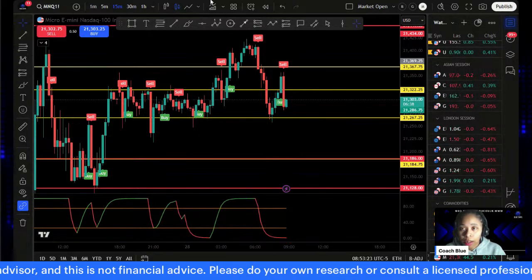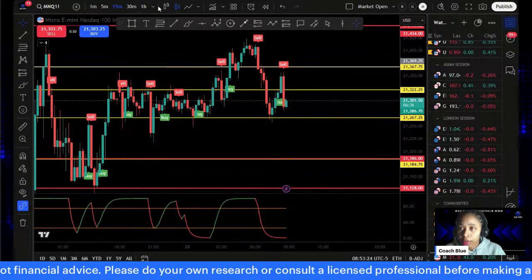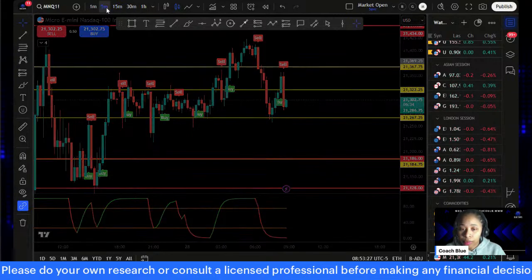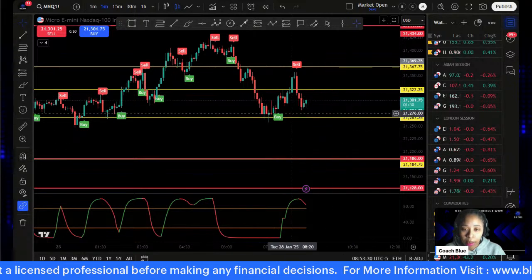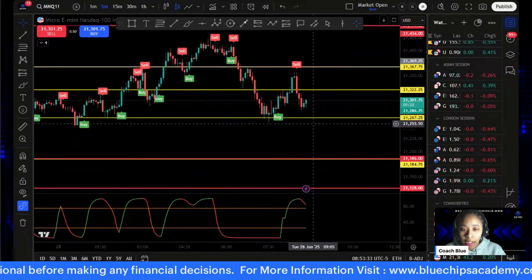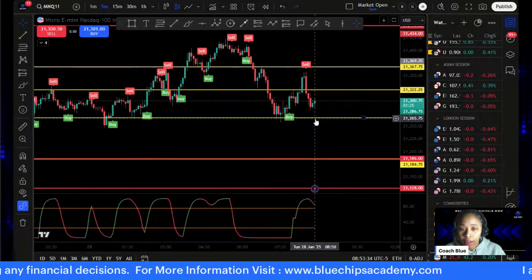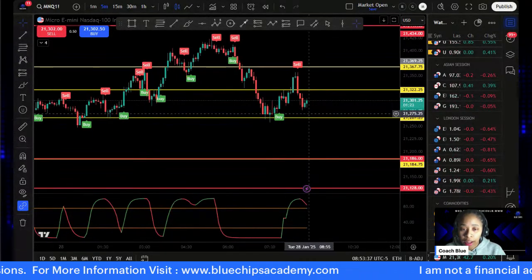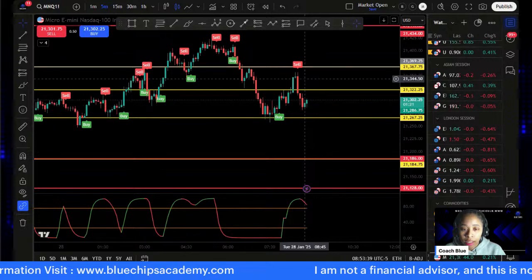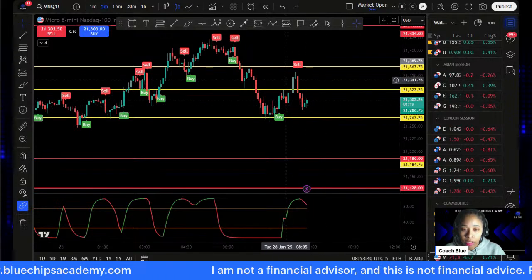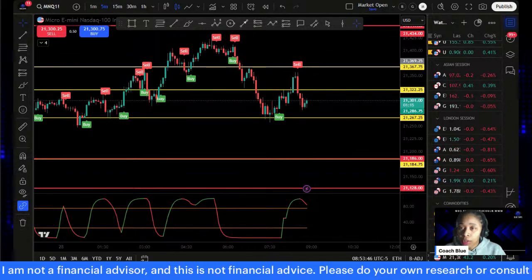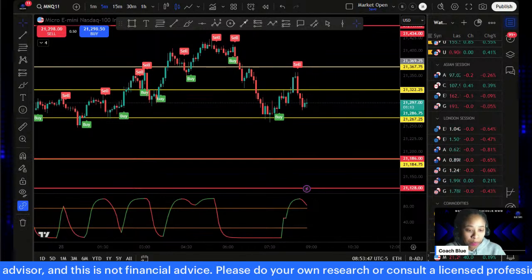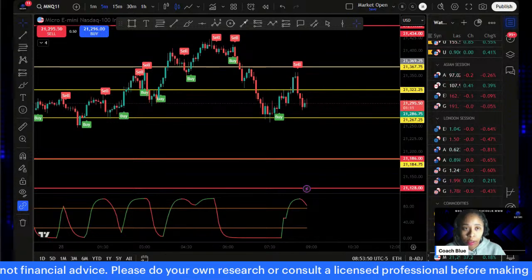Let me go to my 5-minute chart. I'm going to talk about rule number 2, and then I'll talk about what to look for at this significant level here. Right now I'm on a 5-minute chart, meaning every candle takes 5 minutes to close. So I'm going to go to rule number 2.